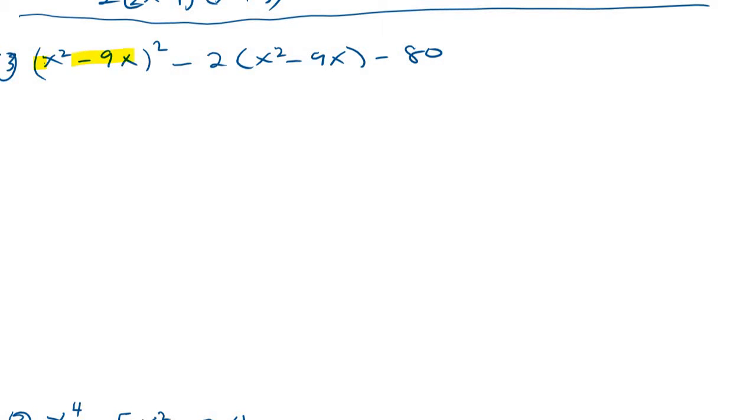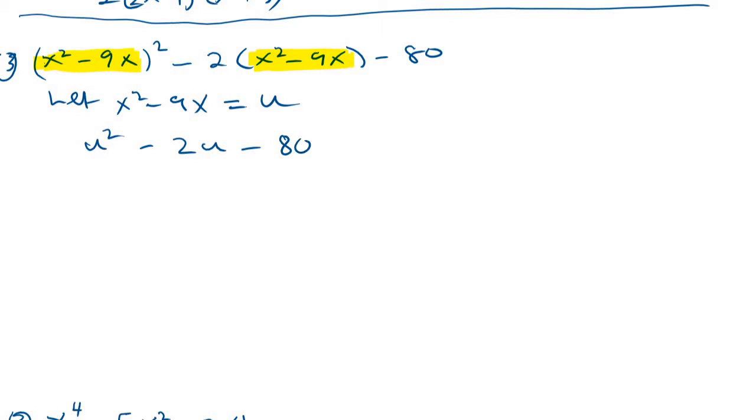You can see that this is being squared. That's like an x squared or u squared. And that's like my u, okay, already. So this one is almost done. We're going to let x squared minus 9x be u. And then we're going to have u squared minus 2u minus 80.